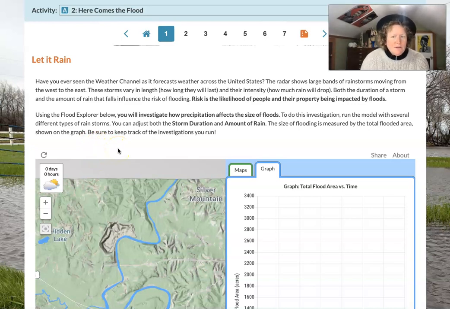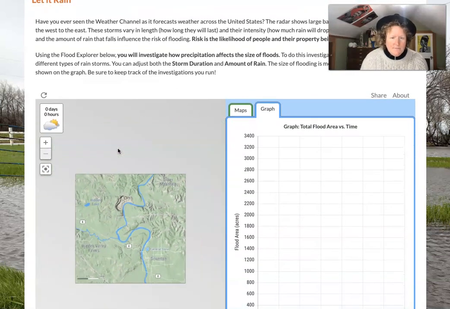To do this investigation, run the model with several different types of rainstorms. You can adjust both the storm duration and the amount of rain. The size of flooding is measured in the total flooded area shown in the graph. Be sure to keep track of the investigations you run.